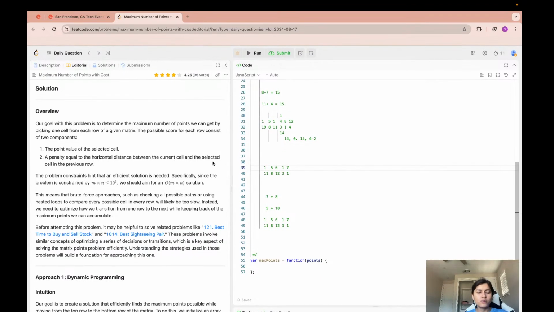Our goal with this problem is to determine the maximum number of points we can get by. Should I code this? I just do not have time. Otherwise, I could have coded this. So let's just think about how I can code this solution.